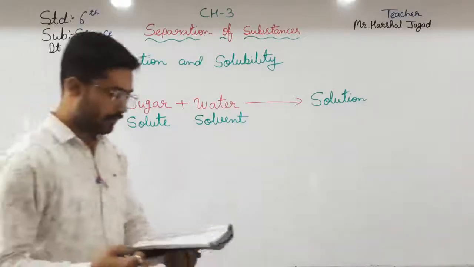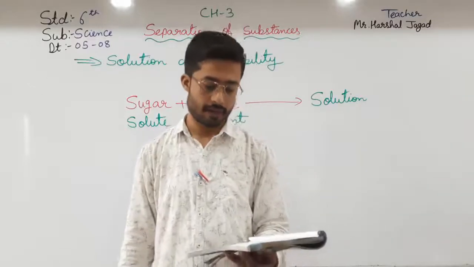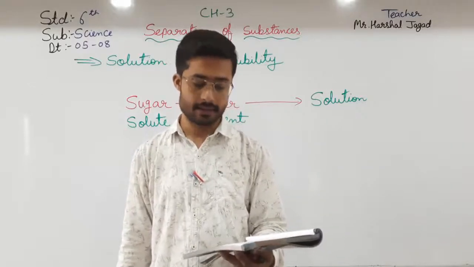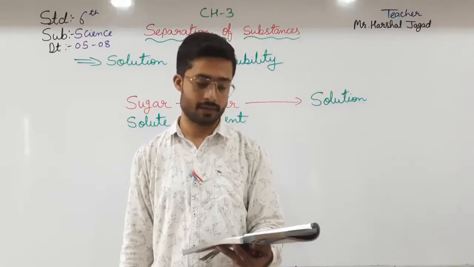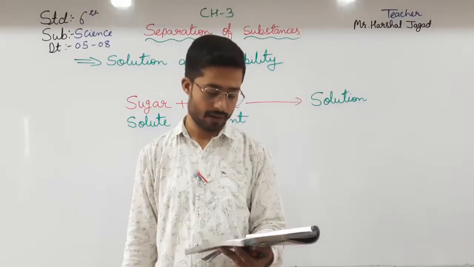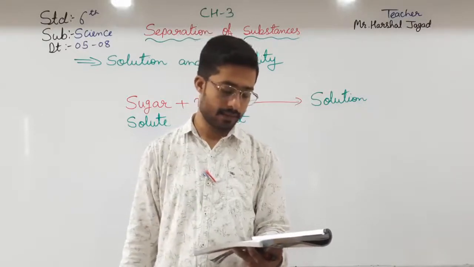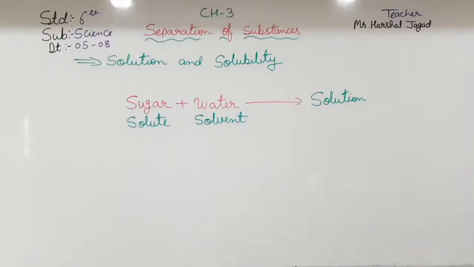When we add a teaspoon of sugar to a glass of water and stir it, the sugar disappears in the water. This is because sugar gets dissolved or mixed completely in the water. The substance that gets dissolved is called the solute. So here we will write the definitions.